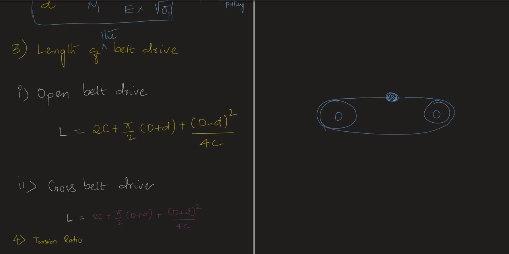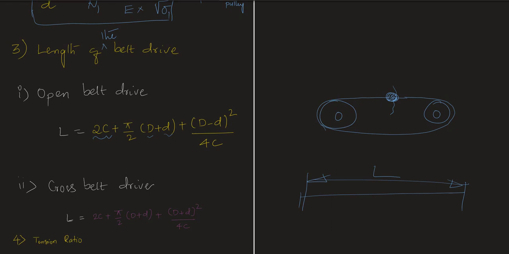So when we go for a design of a belted drive, we should also calculate what the length of the belt should be so that we can buy that. The length of the belt is nothing but when you cut this belt and keep it in a straight manner, that becomes the length of the belt. That length can be calculated by using this formula if it is an open belted drive. 2C indicates center to center distance, capital D indicates diameter of the driver pulley, and small d indicates diameter of the driven pulley, and so on.